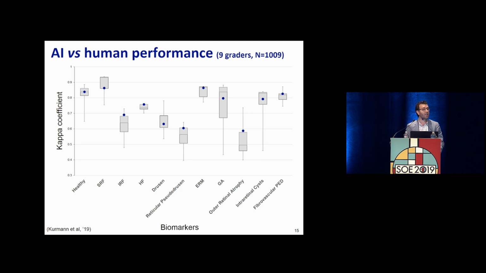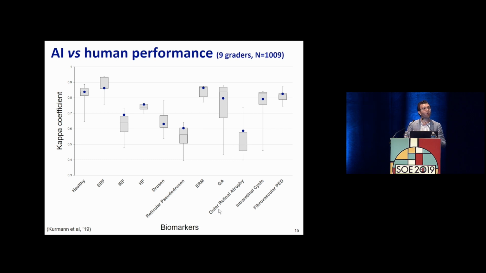And when you use an AI system to try to perform the same task, this is where this blue point lines up. So what you can see is that on average, it pretty much always falls within the variance of human annotators, so 9 of them that have been trained to do so. It's not always doing better than the median. In particular for SRF, we're below the median, which is very high at a 0.93 kappa value.